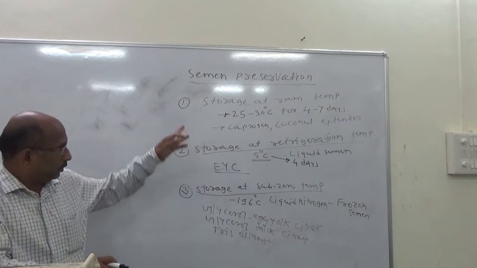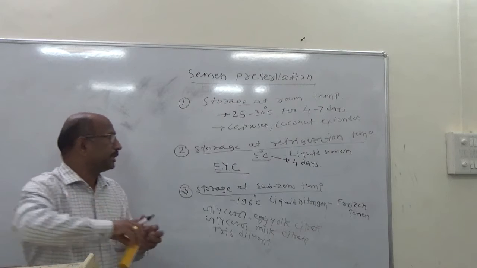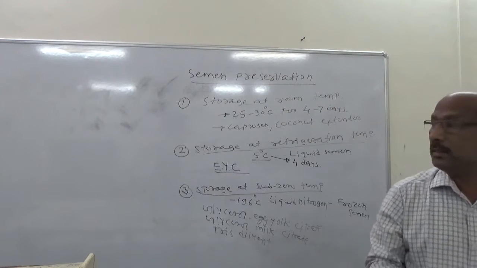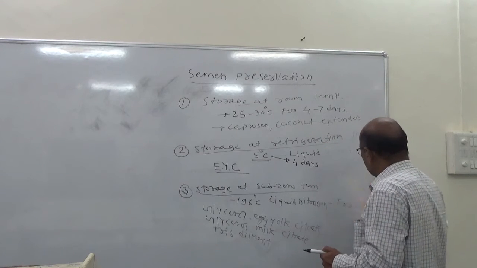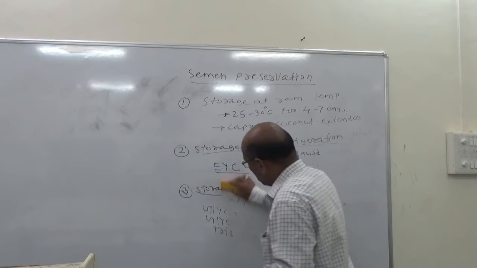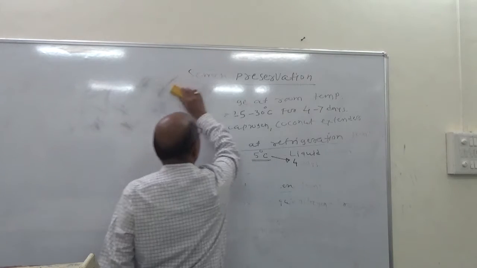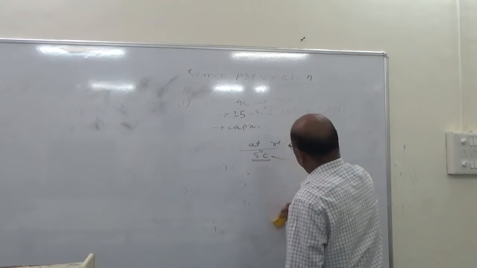So there are three methods of semen preservation. The first is room temperature, second is refrigeration temperature, and third is storage of semen at sub-zero, that is minus 196 degrees centigrade in liquid nitrogen.